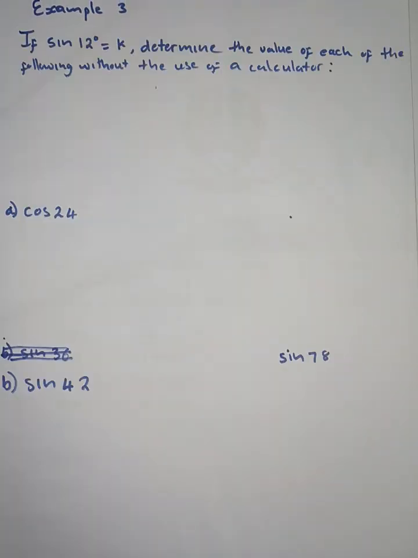So we have the last question that we're going to do. They say that if sine of 12 degrees is equal to k. Now this is a typical exam question. I've seen questions like this in the exam. What I'm going to do is produce another video dedicated to the questions that show up in the exams, so watch out for that. They say if sine of 12 is equal to k, determine the value of each of the following without the use of a calculator.